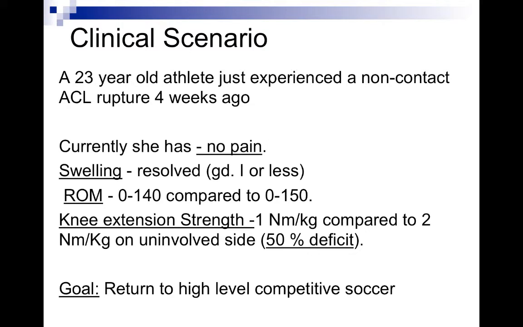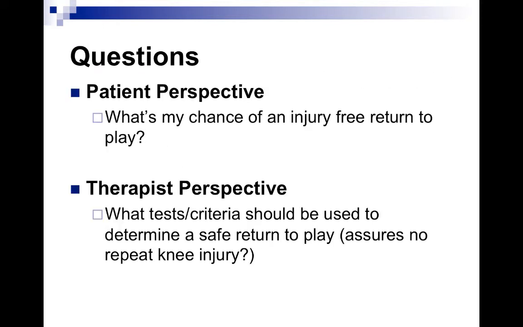So a 23-year-old athlete just experienced a non-contact ACL rupture 4 weeks ago. They have no pain, swelling, their range of motion is normal, but they have a 50% strength deficit. They want to return to high-level competitive soccer. And you're wondering precisely what criteria you're going to use for return to play.